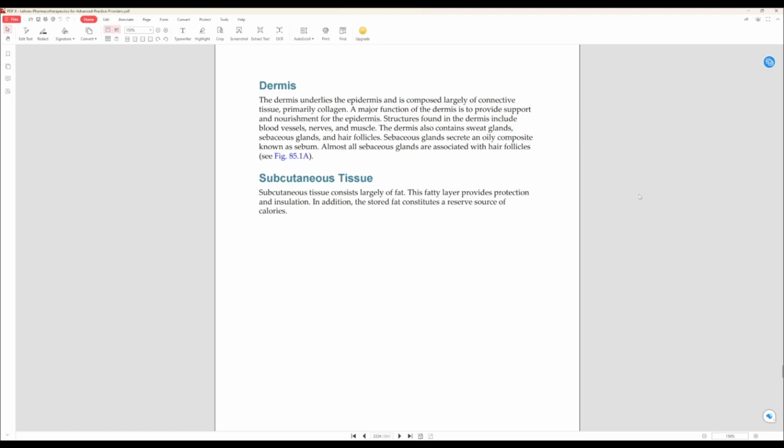The dermis underlies the epidermis and is composed largely of connective tissue, which is primarily collagen. A major function of the dermis is to provide support and nourishment for the epidermis. Structures found in the dermis include blood vessels, nerves, and muscles. The dermis also contains sweat glands, sebaceous glands, and hair follicles. Sebaceous glands secrete an oily compound known as sebum. Almost all sebaceous glands are associated with hair follicles.